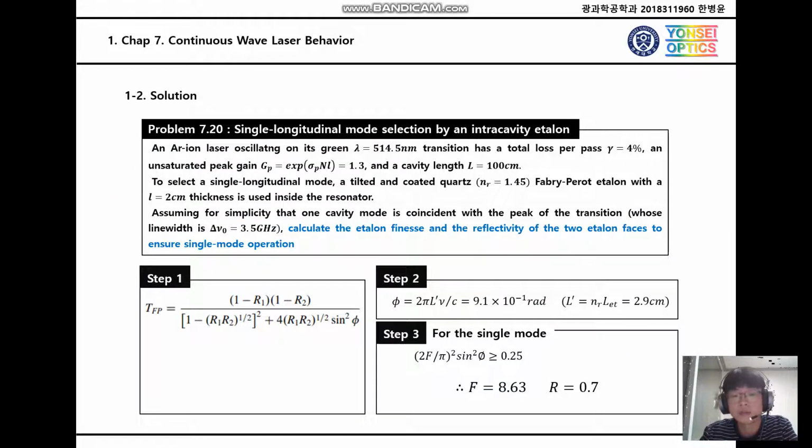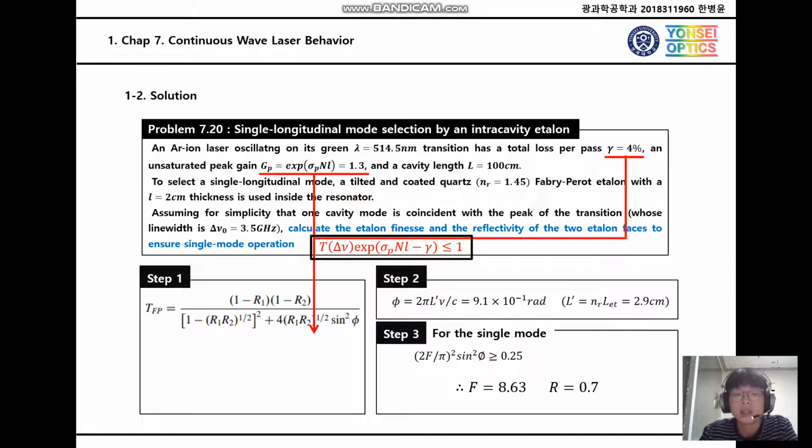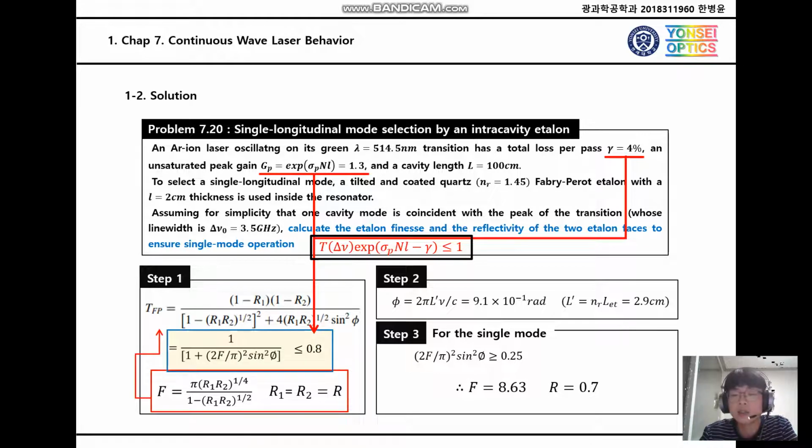Now let's solve the problem. Assume that the transmission peak of the etalon is made coincident with the central mode. The two adjacent longitudinal modes are frequency spaced by delta nu, which is c over 2L. Single longitudinal mode operation is ensured provided that all other resonant longitudinal modes experience a loss larger than the gain. If R1 and R2 are the same as R, we can summarize the TFP simply as follows. Now you can simply obtain the finesse and reflectivity by substituting the given values.